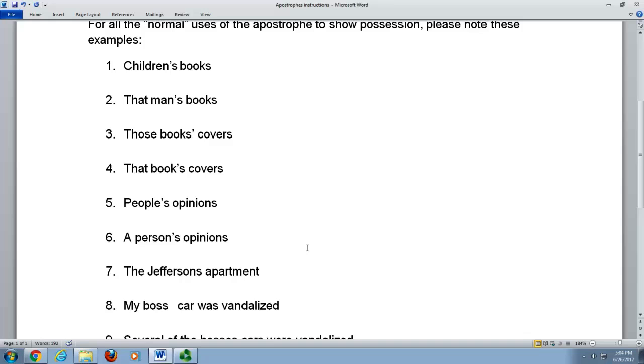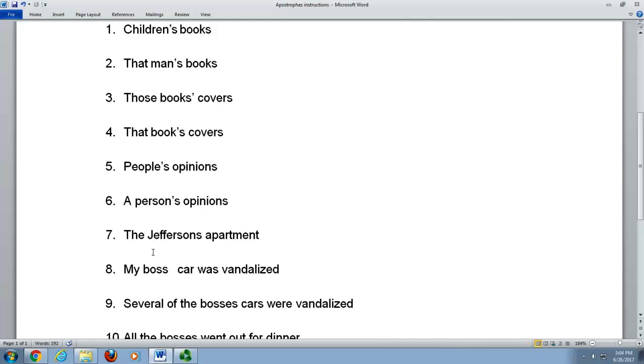Here's one that people all the time get wrong. I see it on house signs all the time. And this is when you've got the in front of a last name. Okay, the Jefferson's apartment. So let's just use the rule I taught you. Okay, the apartment belongs to, would you say it belongs to the Jefferson? Or would you say it belongs to the Jeffersons? Of course you'd say it belongs to the Jeffersons, and you put it after the S.